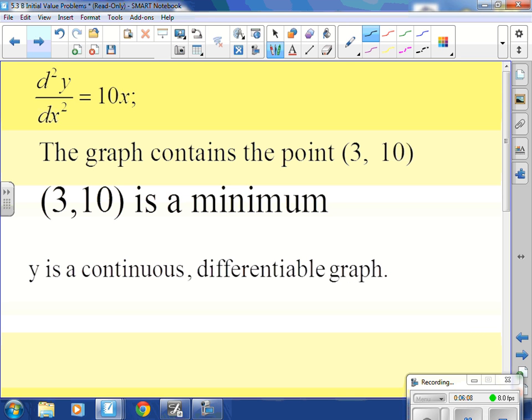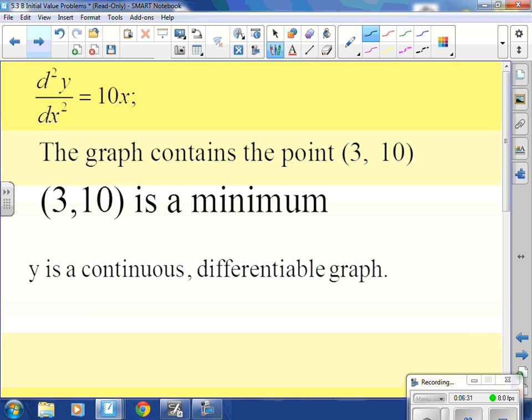Now think backwards for a minute. If the second derivative is linear, the first derivative is quadratic. And if the first derivative is quadratic, the curve itself must be cubic. So we're out here looking for a cubic, and what we're going to have to do is 2 repetitions of the process.